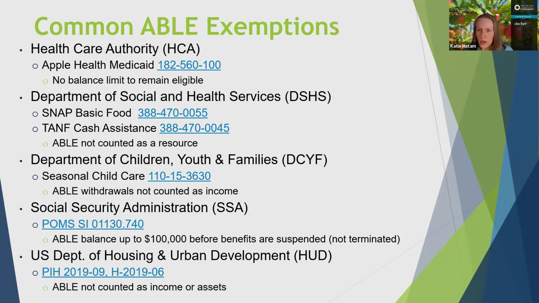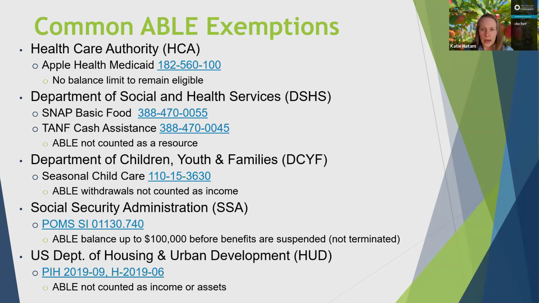However, for the purposes of an ABLE account, they will not count the following things as income: contributions that are made to the account by a person other than the beneficiary, funds that are distributed from the account, and earnings that are generated by the account. They'll also exclude ABLE accounts and money withdrawn from the account as a resource, as long as the withdrawal is used for qualified expenses.